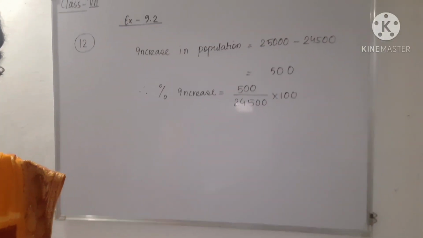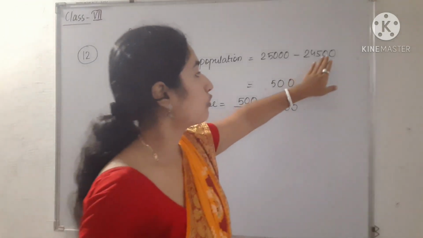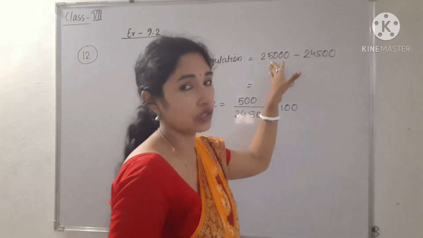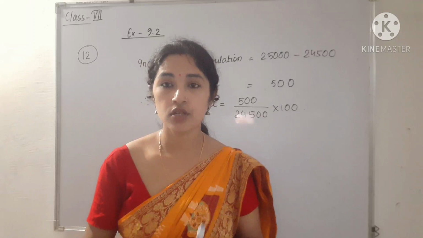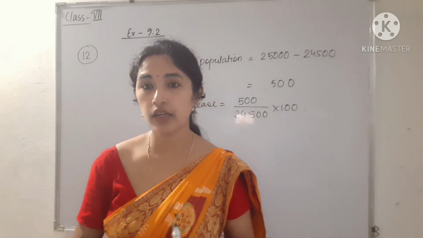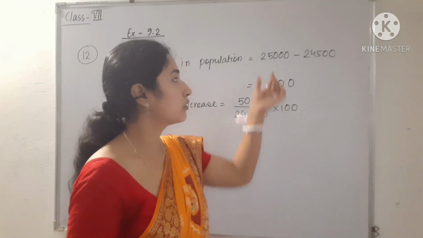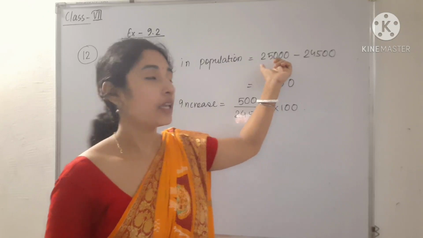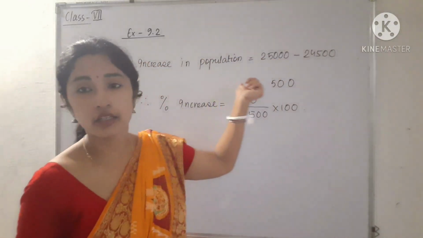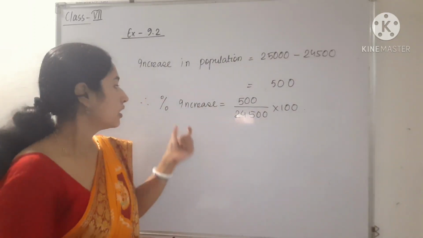So students, see the next question, question number 12. Here it is given that the population of a village is increased from 24,500 to 25,000. So that means previously the original population was 24,500, and it gets increased, and finally it happens to be how much? Yes, 25,000. So what will be the increase in population? We have to find the increase in population, that is 500. So now we have to find the percentage increase.